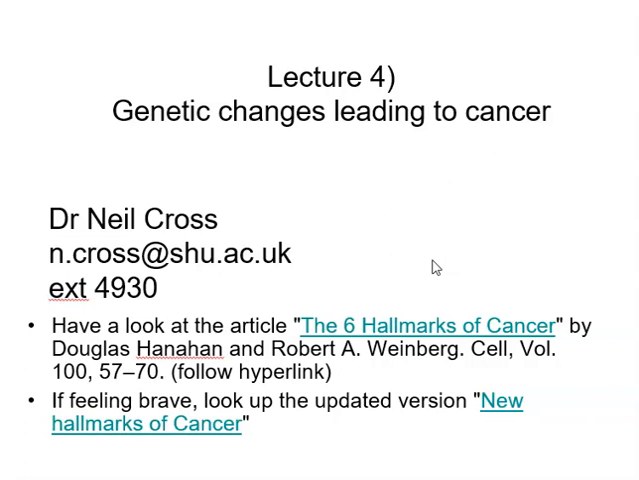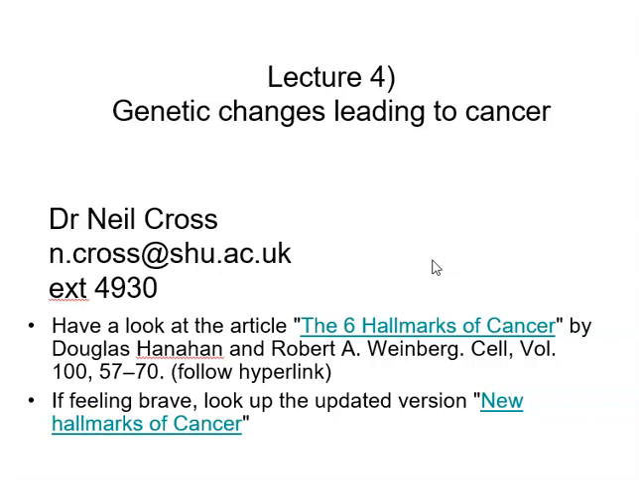So these are what we call somatic mutations. So these mutations accumulate over time. They accumulate in specific genes that control growth, cell death, survival, immortality, that type of thing. And we're going to go through the sorts of genes and the sorts of processes that are affected by these genetic mutations.